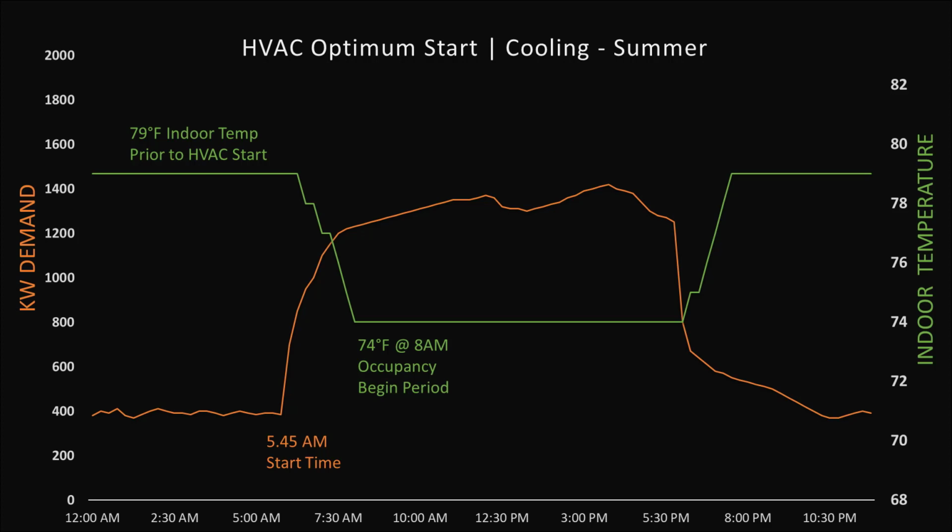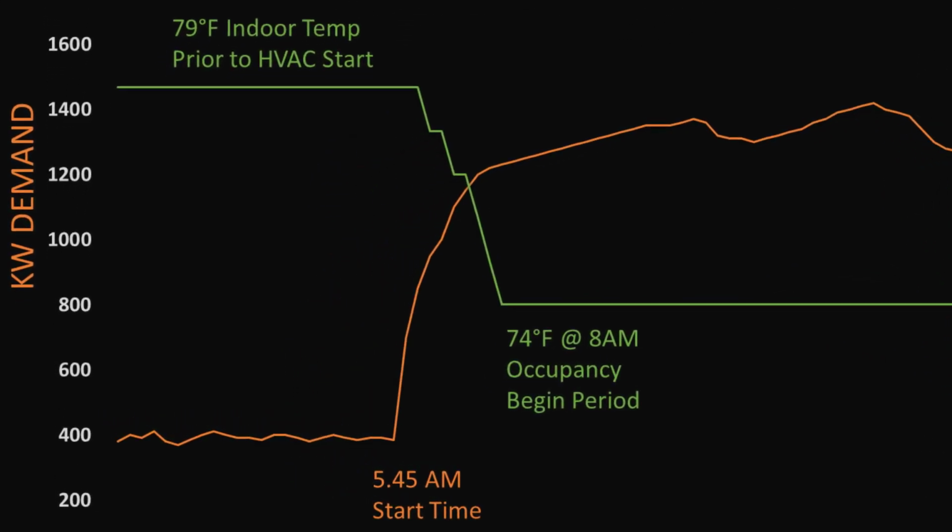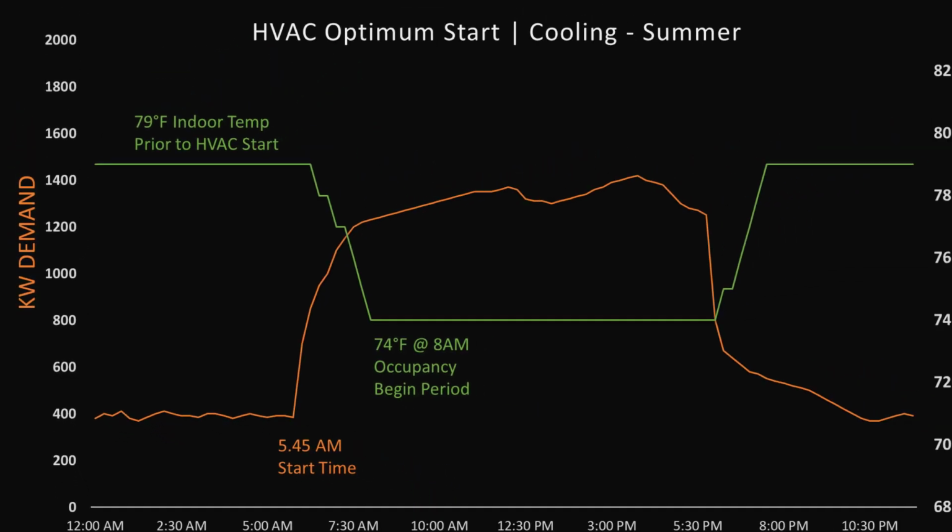The steep incline in electricity demand reflects a substantial and compact HVAC system kilowatt load, resulting in faster recovery time and overall less electricity consumption. You can see the pre-occupancy indoor temperature was 79 degrees Fahrenheit when the central chiller plant started at 5:45 a.m. The recovery time was 2 hours and 15 minutes, and the indoor temperature cooled to the established 74 degrees Fahrenheit set point at occupancy period begin time, but not much earlier.